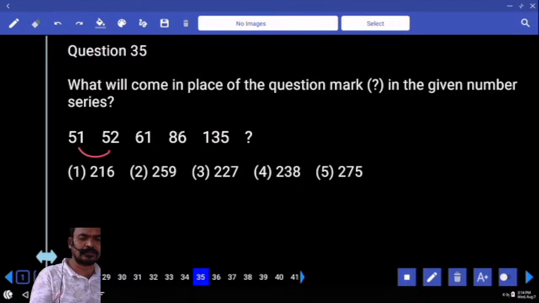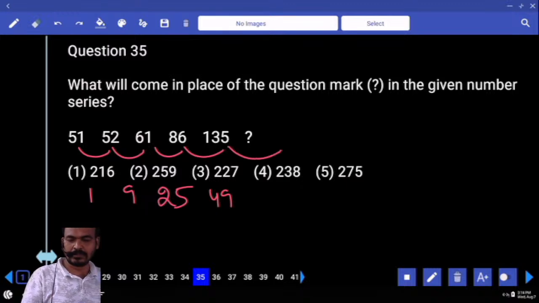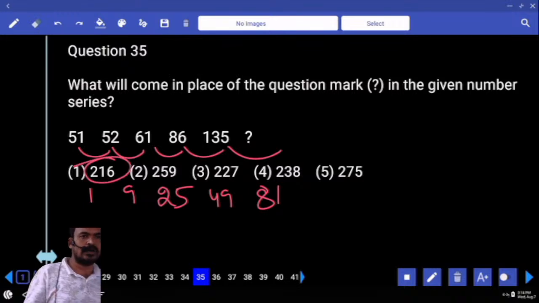What is the first one difference? Second one. Next one 25. Next one means odd number squares. Next one 81. What is the answer? 216.